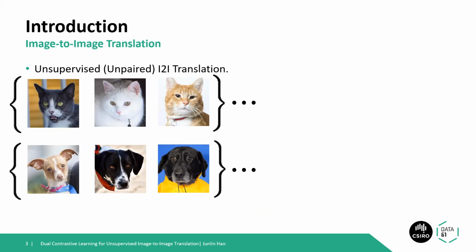What is unpaired image-to-image translation, or unsupervised image-to-image translation? Let's say we want to train a model that translates a cat to a dog. We can collect a dataset of cats and a dataset of dogs, but it's impossible to employ supervised training because we cannot collect a pair of cat and dog with the same pose, background, and composition. Thus, we learn the mapping from cat to dog in an unsupervised manner.